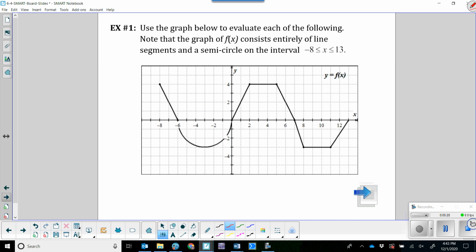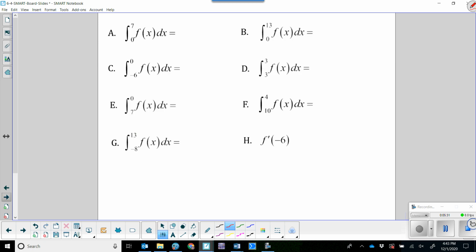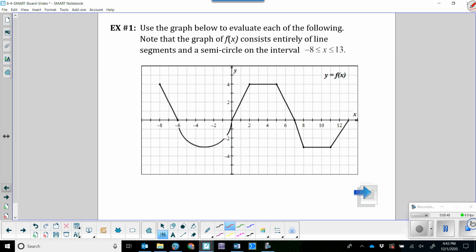So this is the graph. You can see the graph on your paper. So we're going to find a bunch of things. We're going to find the integral from 0 to 7 of f of x dx. That's how we read that. The integral from 0 to 7 of f of x dx. So we look at our picture. Well, what that's asking me to do is the area between the curve and the x-axis from 0 to 7. Well, that's going to be this right here from 0 to 7. So we want to know what is that area.